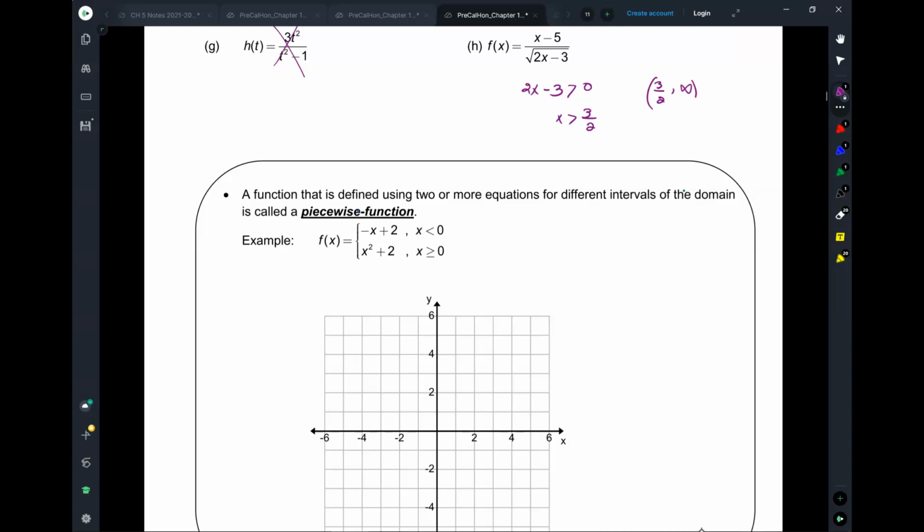Oh, no, that can equal 0. X minus 5 can equal any number. In the numerator, there are no restrictions.